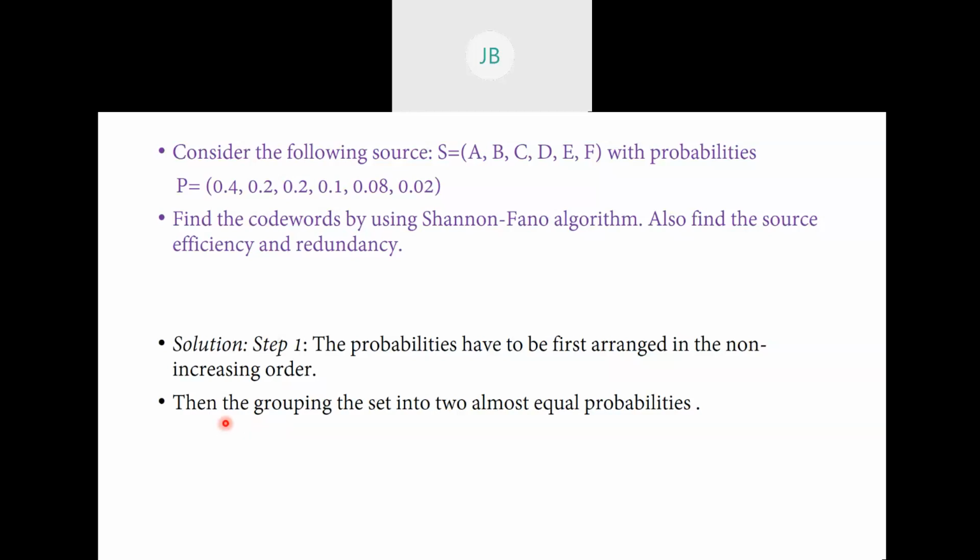Okay, so that's the second step, and then assign number 0 to one of the groups and number 1 to the other group, and we keep repeating these steps until every group has just one member.